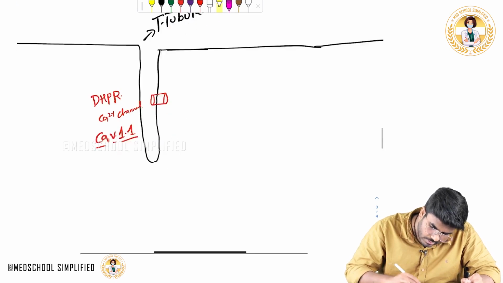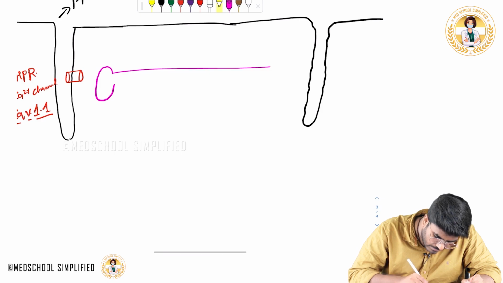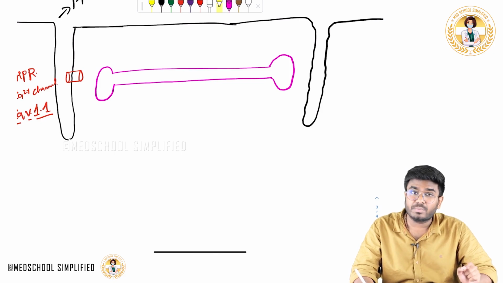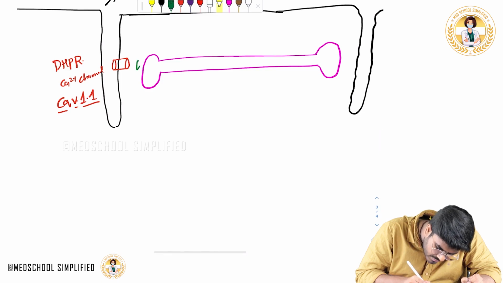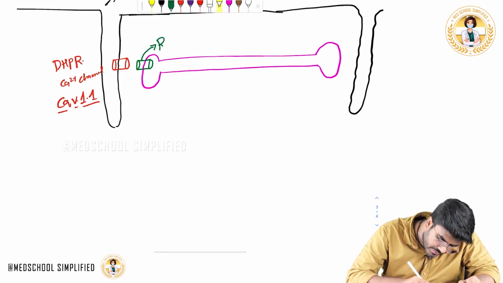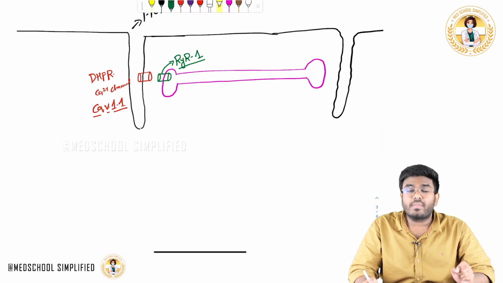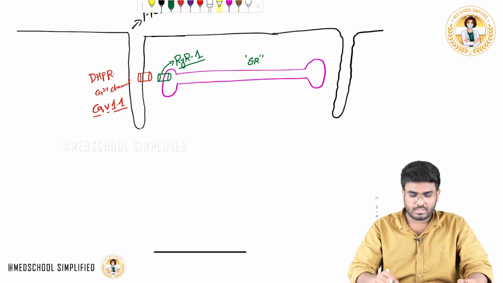Now look here. What is this? This is the sarcoplasmic reticulum. These terminal regions are called cisterna, where maximum calcium is going to be stored. Now on this, one more calcium channel is present. What is this calcium channel? This calcium channel is called a ryanodine receptor, subtype 1. So ryanodine receptor type 1 is present on the sarcoplasmic reticulum.